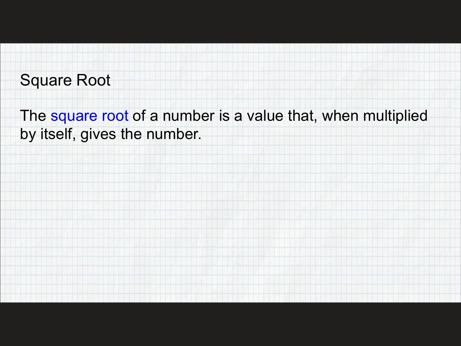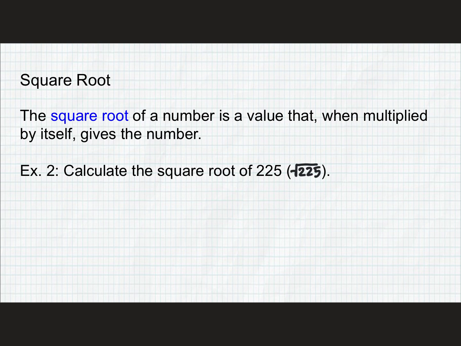Now we have another definition we need to know. The square root of a number is the value that, when multiplied by itself, gives you the number you started with. Let's look at an example. We are going to calculate the square root of 225, and this little symbol right here is the square root symbol. If you're not sure how to get started, let's try factoring the number first.